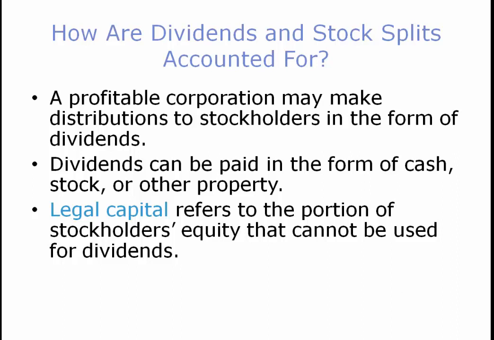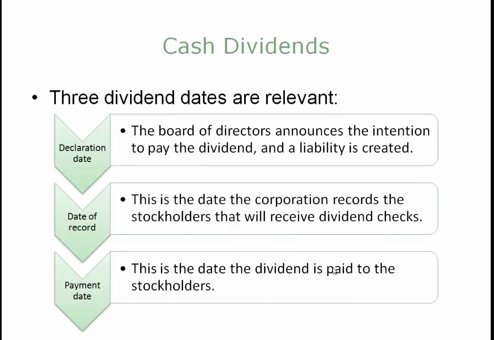And dividends are distribution of profits, and they're paid in the form of cash, stock, or other property. Typically, you don't see this other property stuff very often. And this legal capital refers to the amount of stockholders' equity that cannot be used for dividends. And so you have 3 particular dates that you have to deal with cash dividends. You have the declaration date, the date of record, and the payment date. And each one of those is a little bit different, and we have to do journal entries on certain dates. You do a journal entry on the declaration date and on the payment date, but you do not do a journal entry on the date of record.